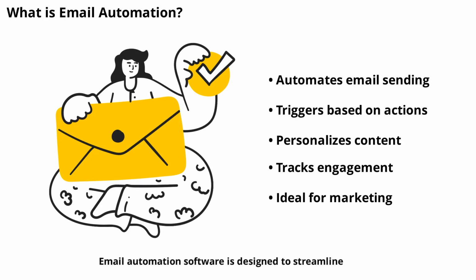Email automation software is designed to streamline and automate the process of sending emails. Instead of manually sending each message, you can set up workflows that trigger emails based on specific actions or schedules. For example, when someone signs up for your newsletter, an automated welcome email is sent instantly.